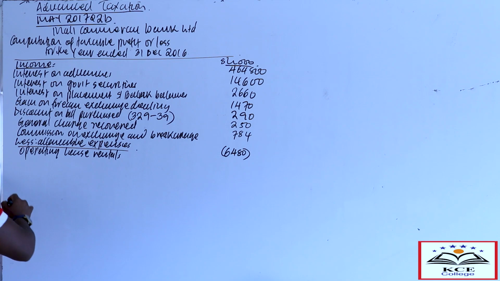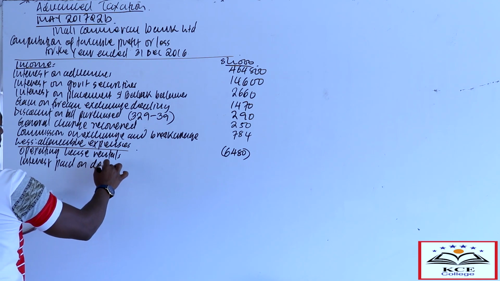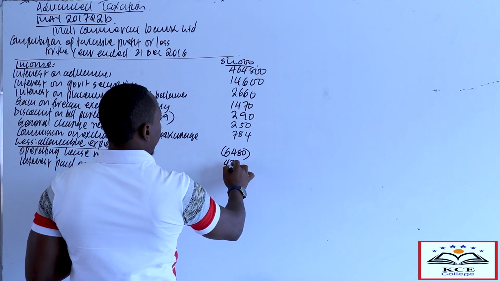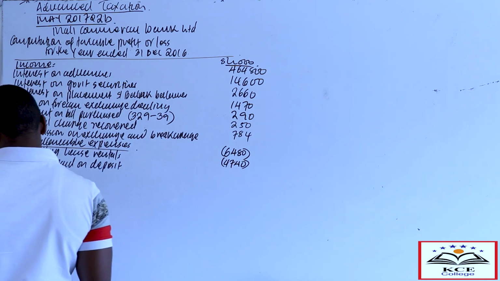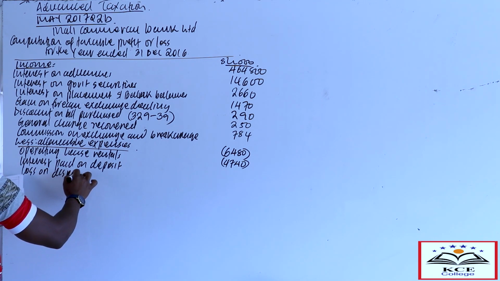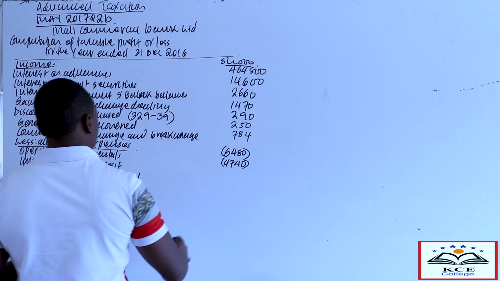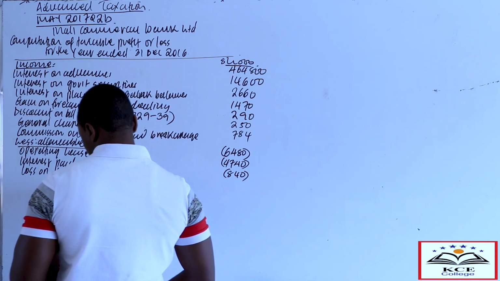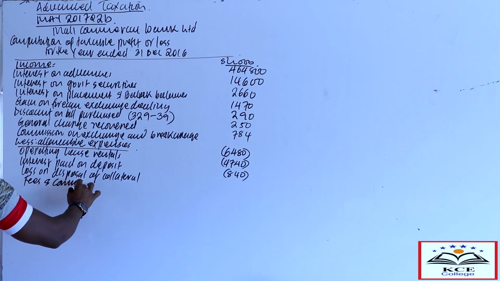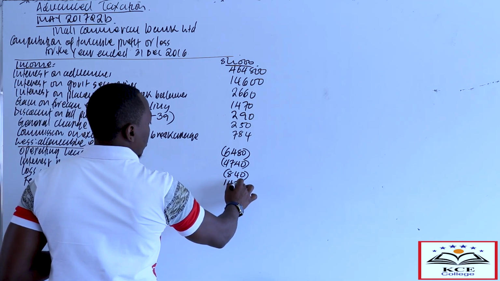Then we have interest paid on customers' deposit, an amount of 47,40. What else? Also, we had loss on disposal of collateral, an amount of 840. Fees and commission expenses, an amount of 1420.